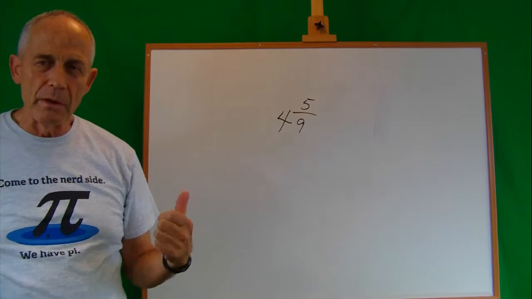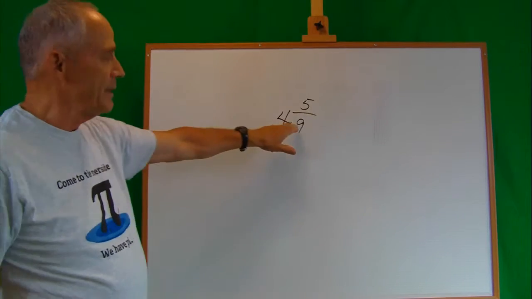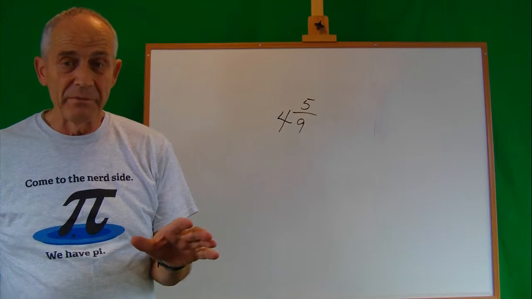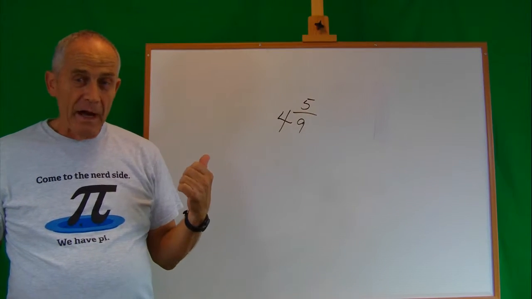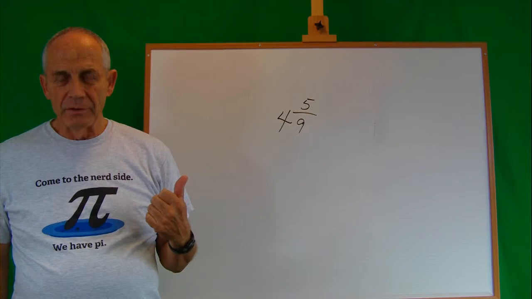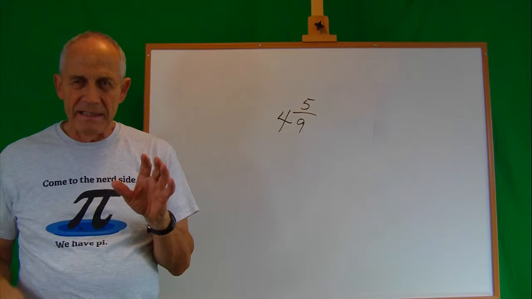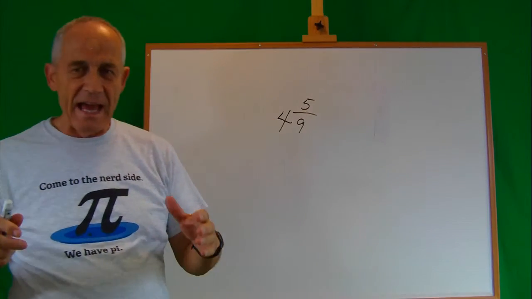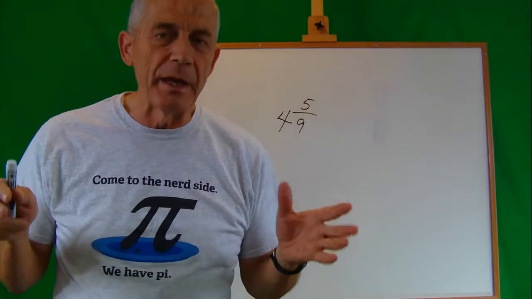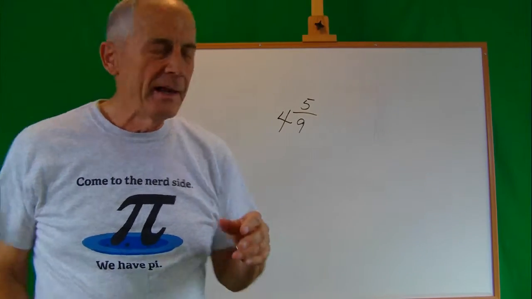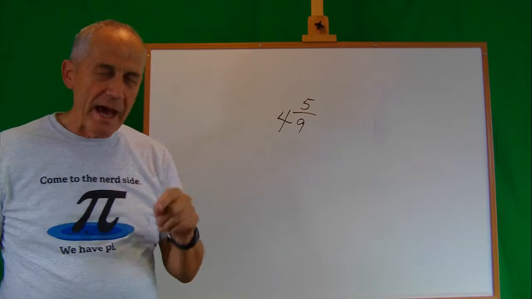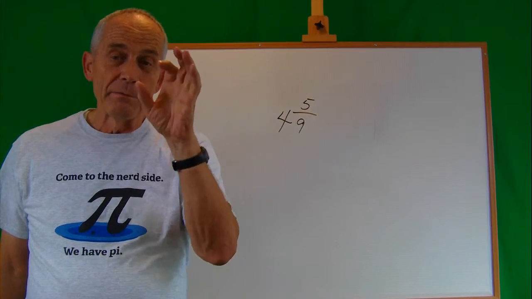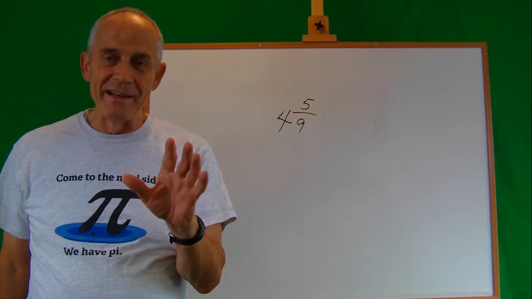When I look at 4 and 5 ninths, I say, I'm dealing with ninths. Now I have a little bit more than I had before. If I want to write that as an improper fraction, I just have to use this idea a little bit, and it's easy to do. This 4 out here means I have 4 of those wholes. Because I'm dealing with ninths and I'm clear in my mind what that is, I have 4 groups of 9.